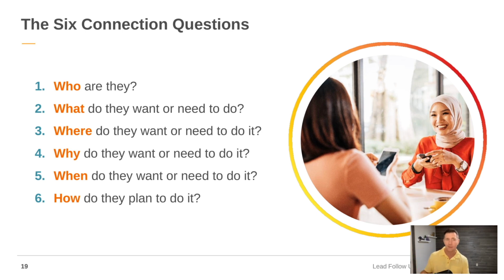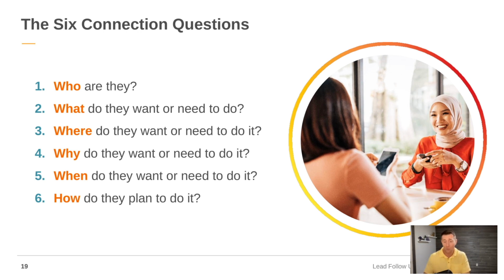Who are they? What do they want or need to do? Where do they want or need to do it? Why do they want or need to do it? When do they need or want to do it? And how do they plan to do it? I love these six connection questions here, because you can go layers deep in each one of these. Who are they? My goodness. I'm sure there's enough in every single one of our lives to go pretty deep on that.